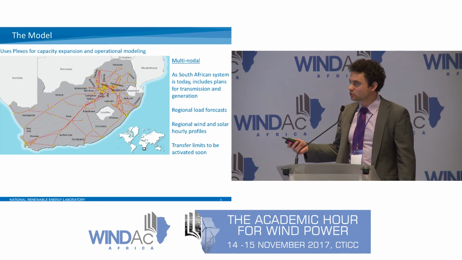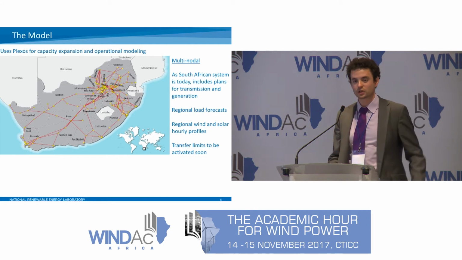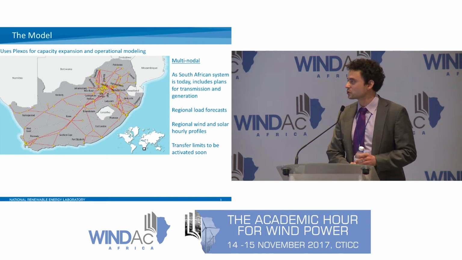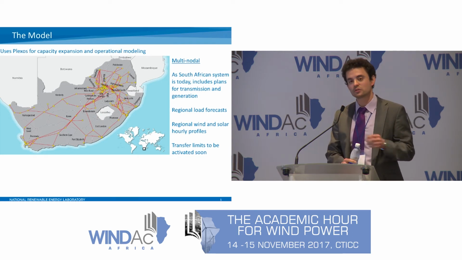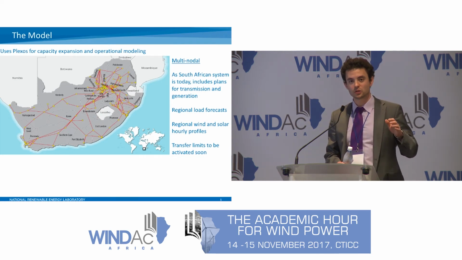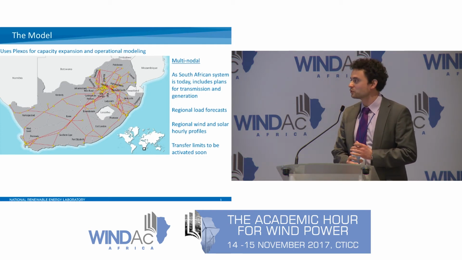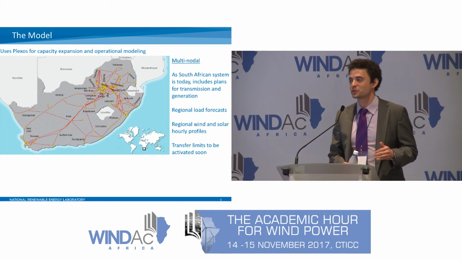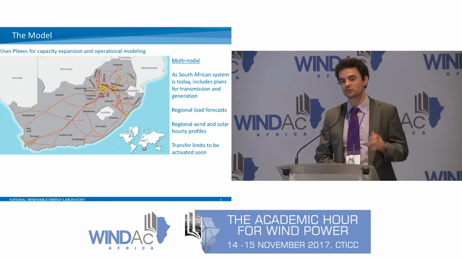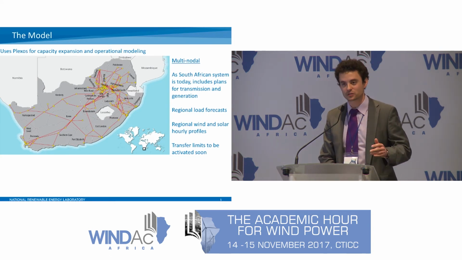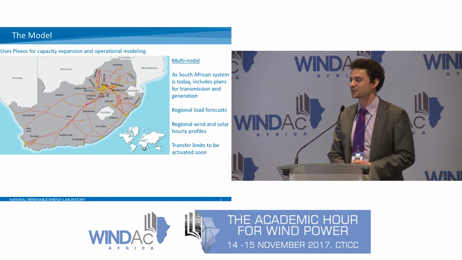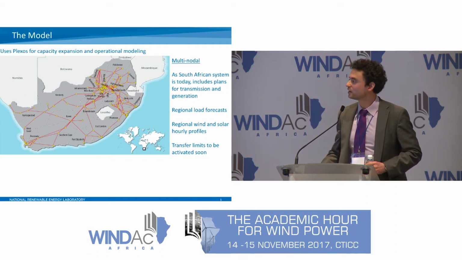So one of the things you can do with a disaggregated model is you can have regional load forecasts, which we do, and also regional wind and solar hourly profiles, which gives Plexos the option to build wind and solar where the resource is greater. And I have to put a caveat here: we do have transmission limits in the model, but we haven't been able to activate them just yet because we're waiting on some data to do it properly, and I'm going to explain this a little bit later on.